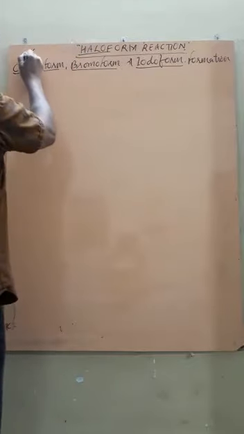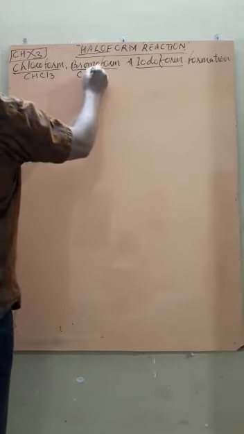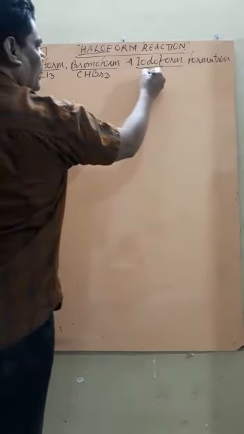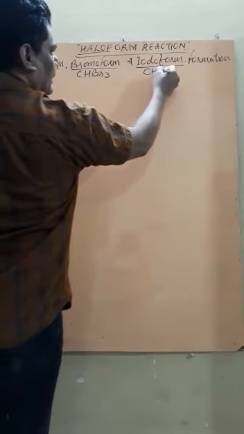Halo, that is X, and haloform is CHX3. This compound is called haloform. If we write chloroform, it becomes CHCl3. If you write bromoform, it becomes CHBr3. And if you write iodoform, it becomes CHI3.